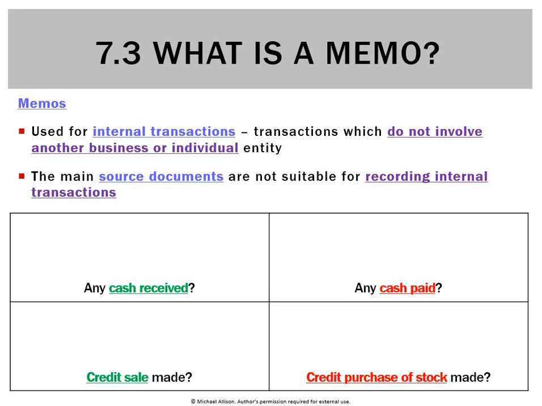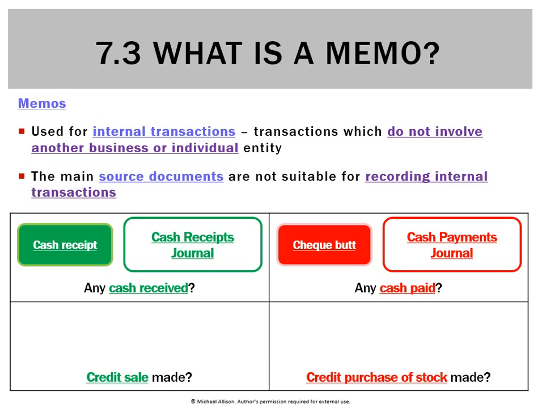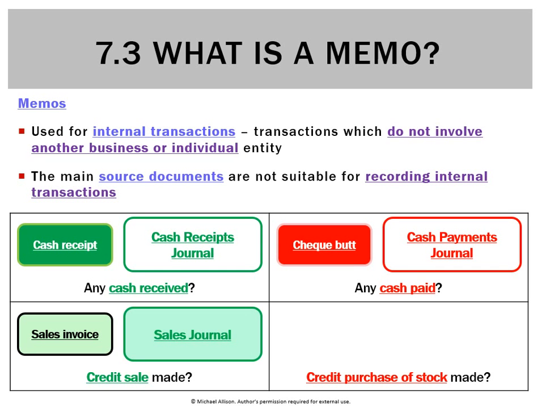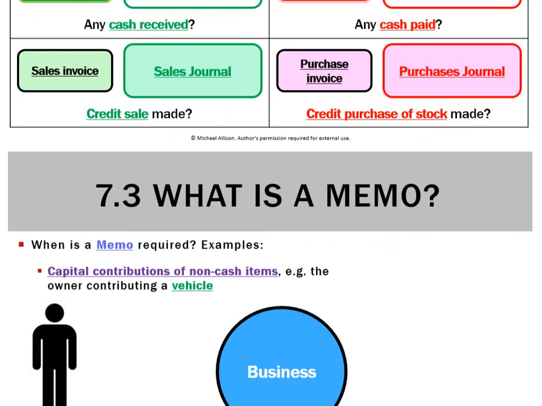For example, if the business received cash, that would be a receipt, which would go in the cash receipts journal. If the business paid any cash, that would be a check butt, which would go in the cash payments journal. If there was a credit sale, that would be a sales invoice in the sales journal. And if there was a credit purchase of stock, that would be a purchase invoice in the purchases journal.